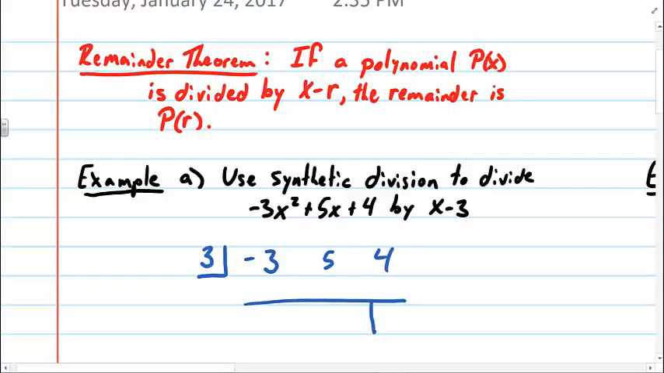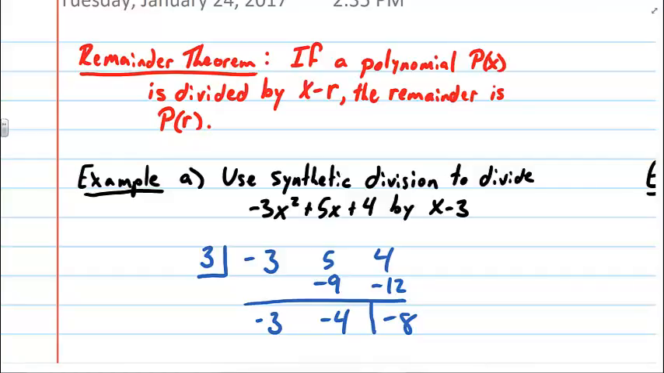All right, our remainder is going to be down in that bottom corner under the 4. We bring our negative 3 down, multiply these and get negative 9, add them, get negative 4, multiply, get negative 12, and add and get negative 8. That should be kind of review. You should know how that works.